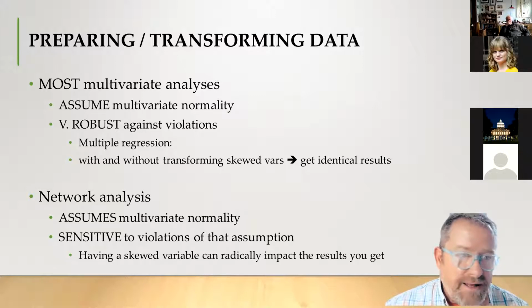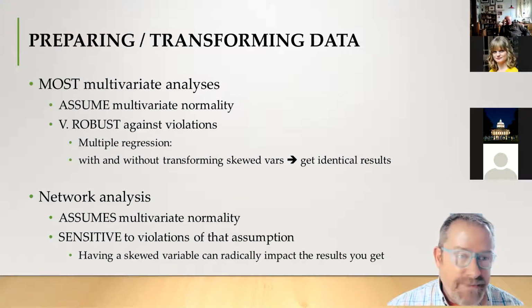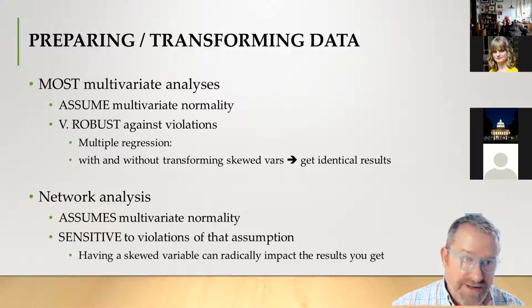Okay, so most multivariate analyses assume we have normal distributions in our data, and that we also have multivariate normality. Thankfully, the vast majority of them are robust to violations of that assumption. So running multiple regressions or HLM or even SEM, if you do it on untransformed data and on transformed data, you tend to get nearly identical path coefficients. So much so that journals don't even ask you to transform your data or report your skew anymore.